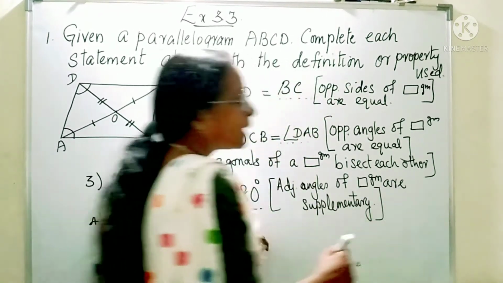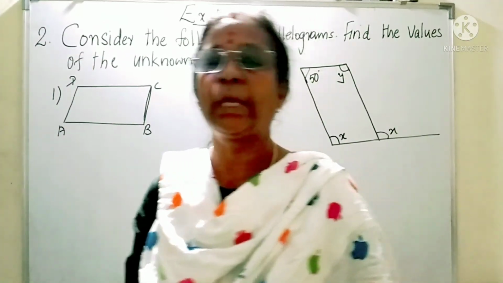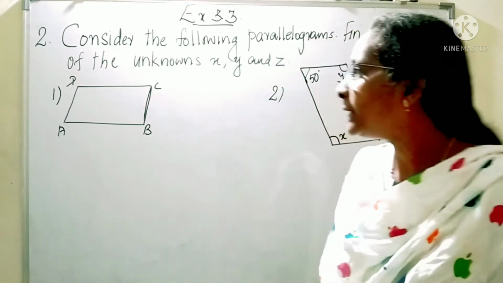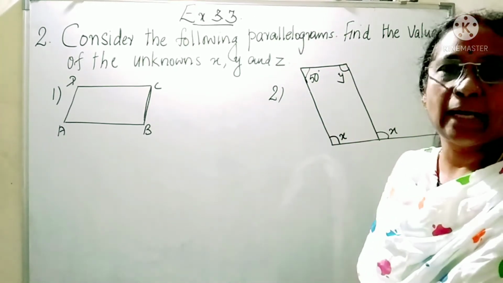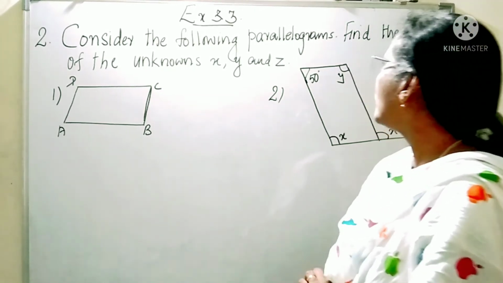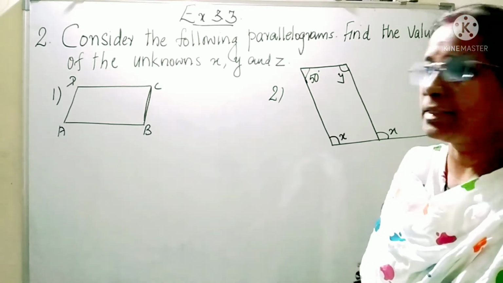Adjacent angles of parallelogram are supplementary. Question number 2: they have given you many parallelograms and you have to find the value of the unknown angles. Consider the following parallelograms. Find the values of the unknowns x, y, z.